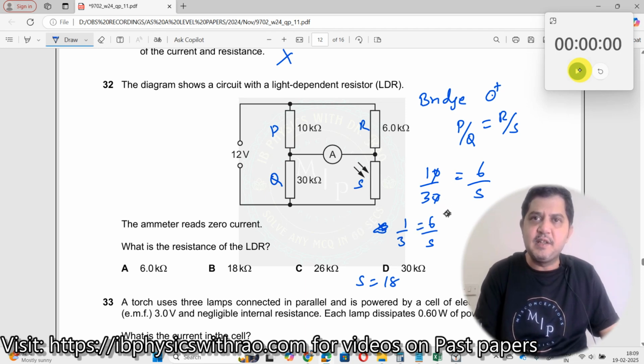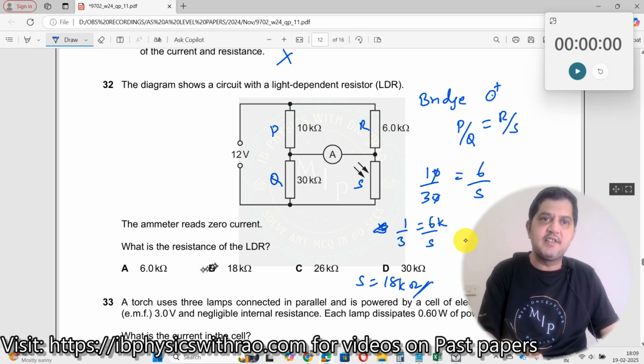And what was this over here? 18 over here. 6 is nothing but 6 kilo over here, right? So therefore 18 kilo. So answer should be B over here.